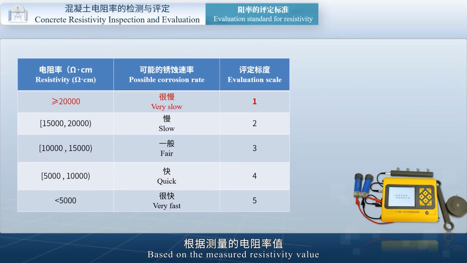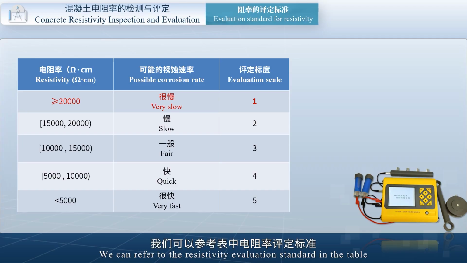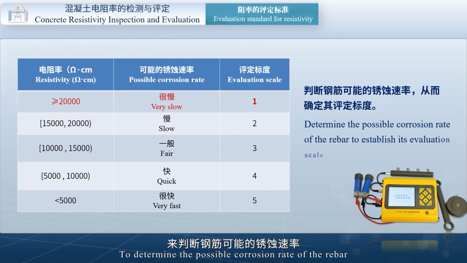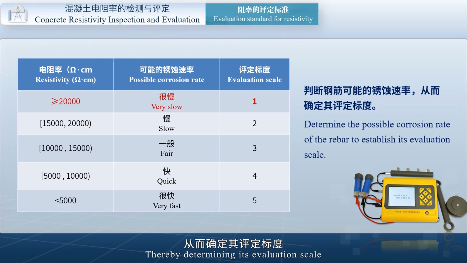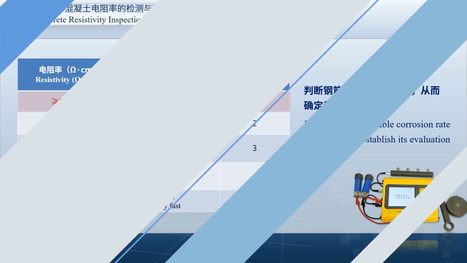Based on the measured resistivity value, we can refer to the resistivity evaluation standard in the table to determine the possible corrosion rate of the rebar, thereby determining its evaluation scale. When the resistivity is greater than or equal to 20,000 ohm-centimeters, the possible corrosion rate of the rebar is very slow. The evaluation scale is 1.